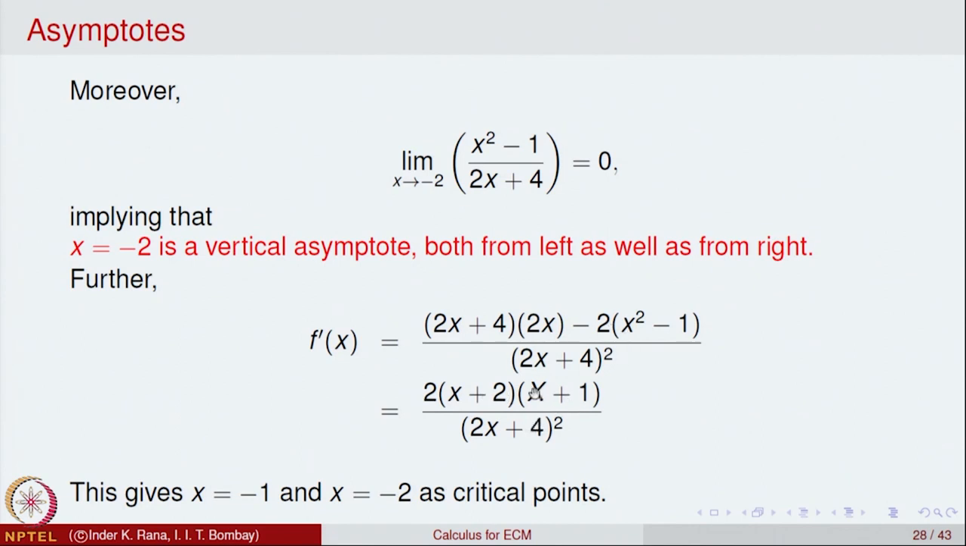When you simplify, this comes out to be 2 into (x plus 2) into (x plus 1), over the denominator. If you want to find the critical points, you set this equal to 0, which means x equal to minus 2 and x equal to minus 1 are the critical points for this function. One has to now analyze whether these critical points are local maxima or local minima.